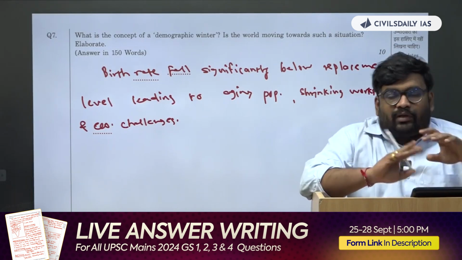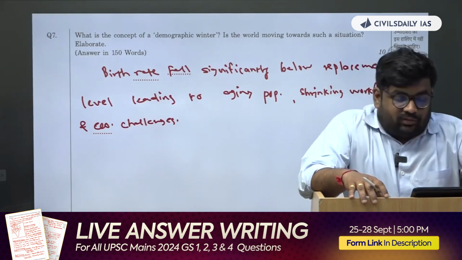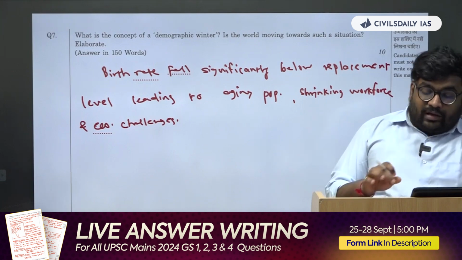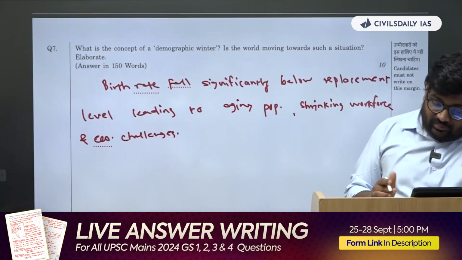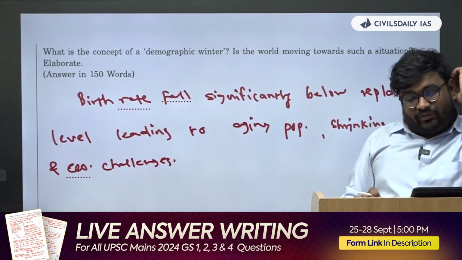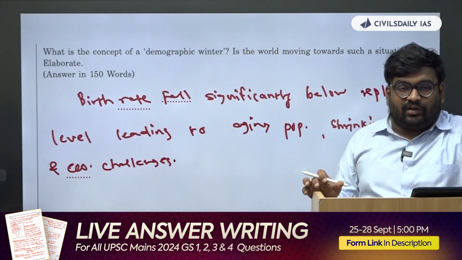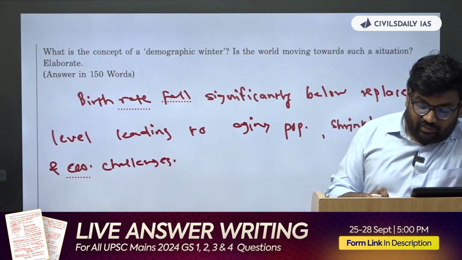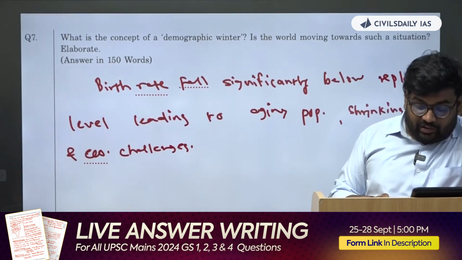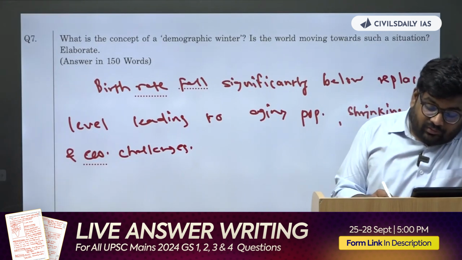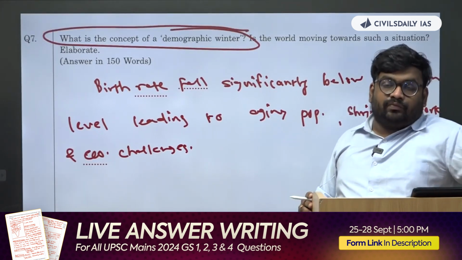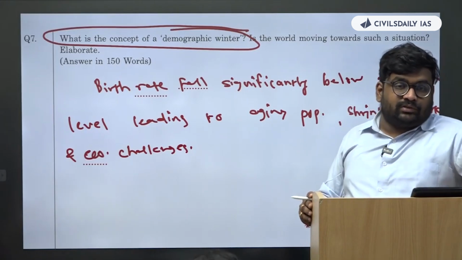Don't write that, I'm just saying that. Again, like I mentioned, by 2050 it is expected to rise to 19% in India. Don't write it in here. You don't need to. It is the global question. It is not India specific. So now, as they have asked, what is the concept of demographic winter? So will you stop after the introduction?